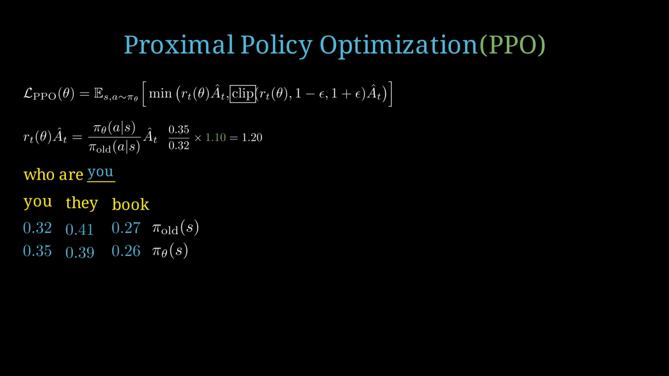This clip function is used to ensure that the new policy does not change too much. This means the ratio of the new policy to the old policy should be clipped within a certain range. This minimum function ensures whether we need the clipped version of the policy ratio or not.